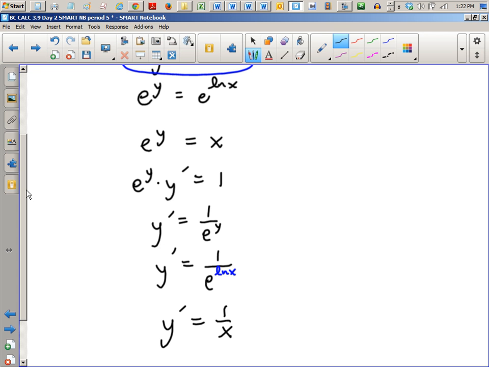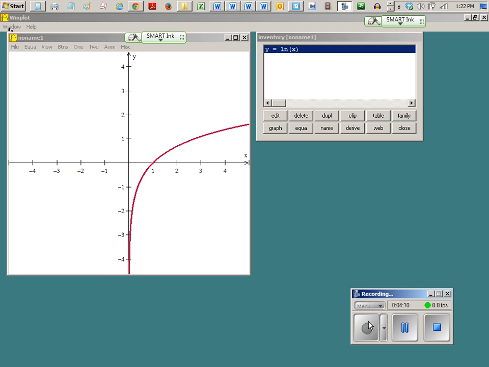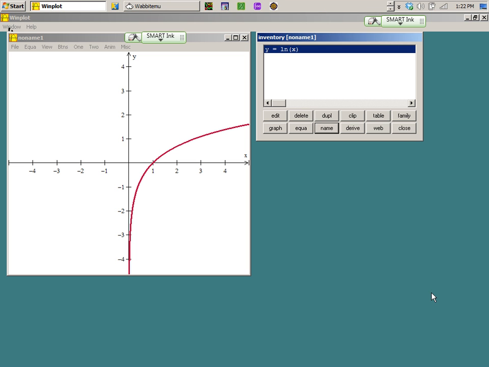How about that? Okay, so I'm just going to show you something graphically real quick. Okay, this is the graph of ln x, and we believe that the derivative is 1 over x. So let's see if that makes sense. So I can click on the derive button. This is a cool button. Watch this.